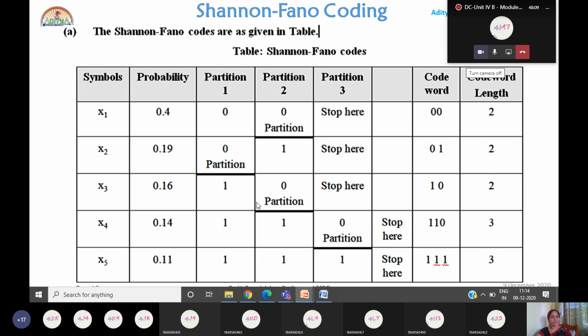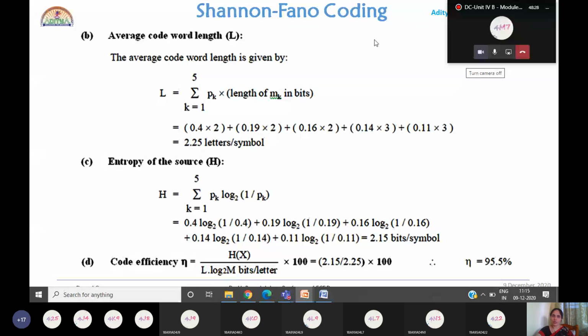But in the case of Huffman coding, we don't partition, and we don't get the prefix of one code word as the prefix of another code word. There is less possibility of that. Okay, this is the Shannon Fano coding method. The table you should remember.